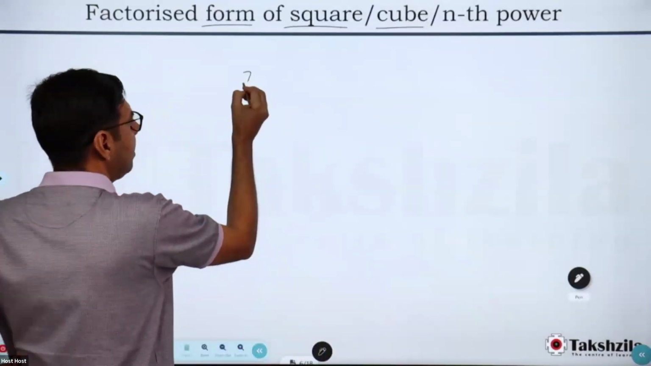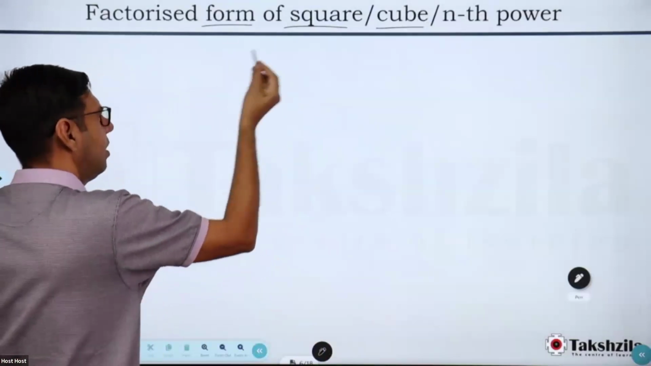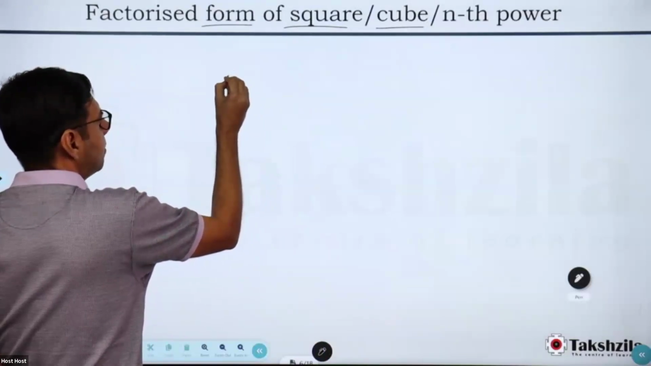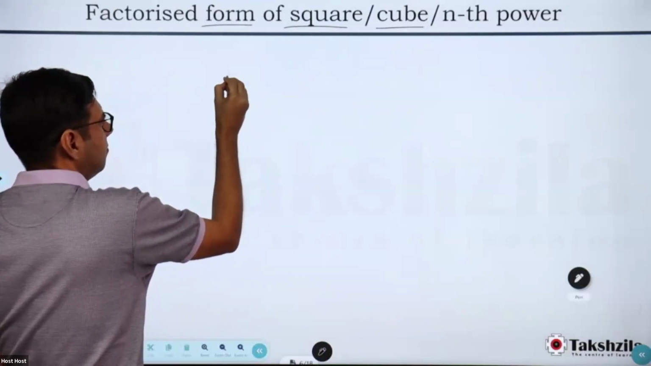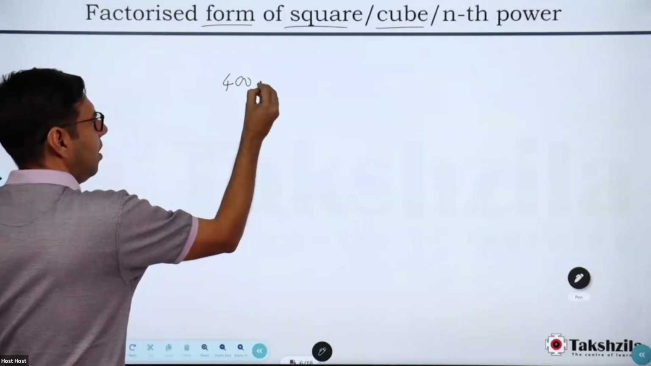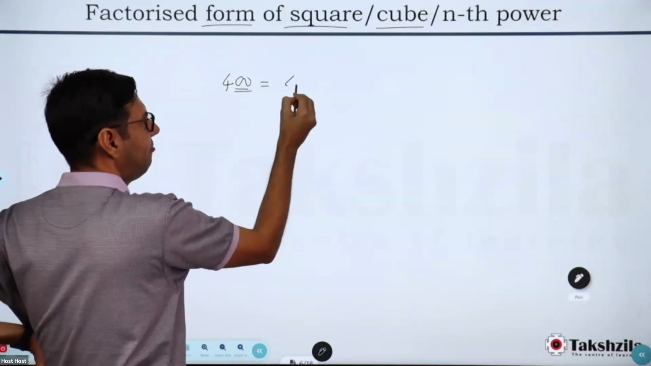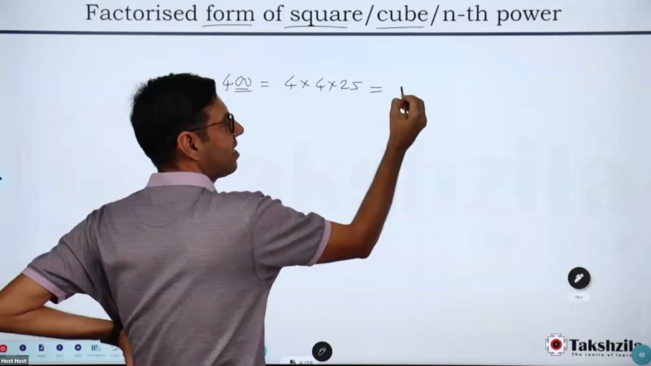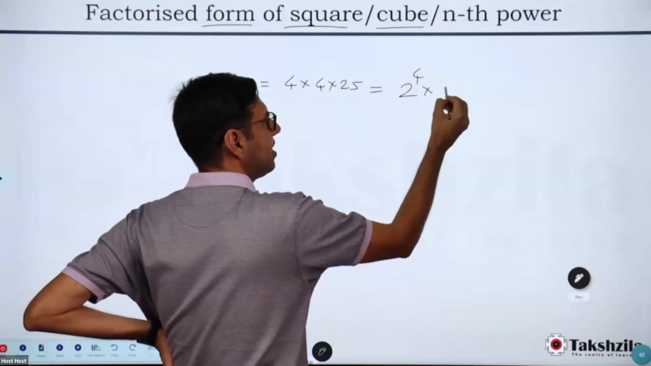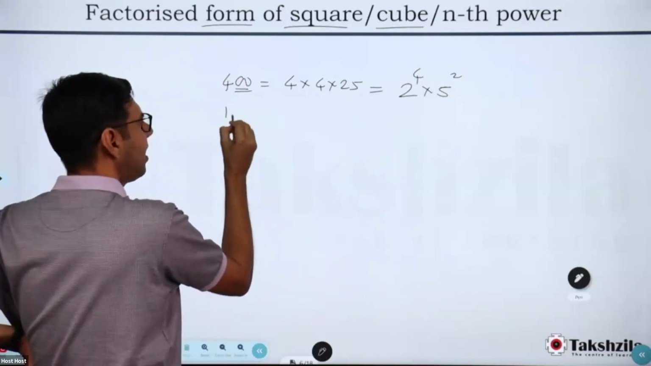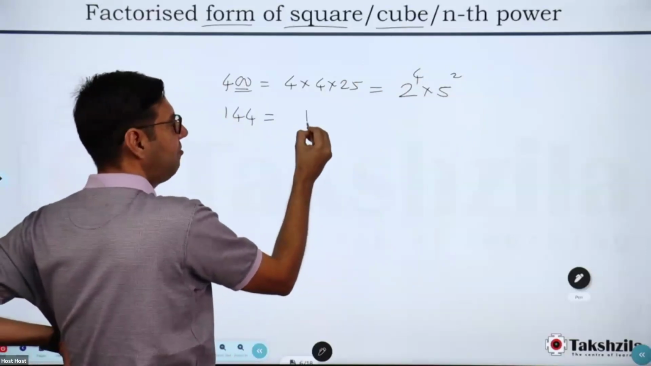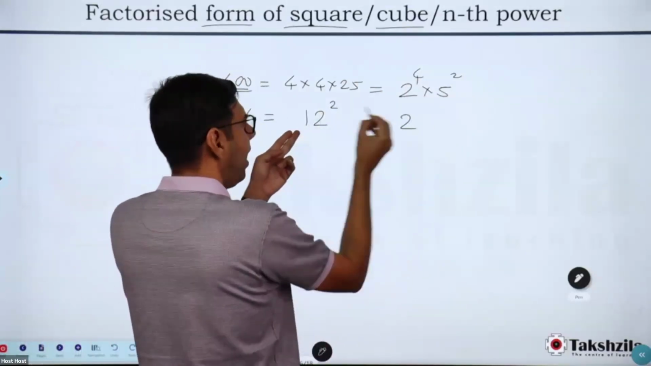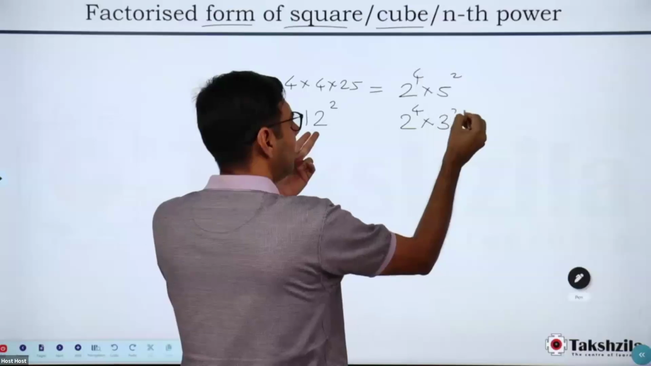So let's see what we get with this. If I take 400, again take help of this 100. 4 into 100, and 100 is nothing but 4 into 25. The factorized form is 2 raised to 4 times 5 squared. Okay, if I take 144, you know 144 is 12 squared. These are different ways you factorize it. This is 2 raised to 4, 3 squared. Again, a similar looking form.